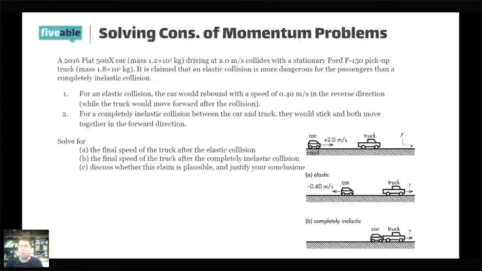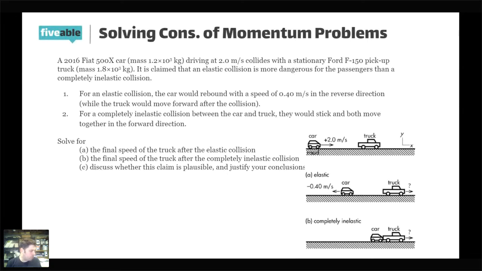Okay, so we're told we have a car moving at 2 meters per second, colliding into the back of a truck. So the truck is stopped at a stop sign or something, the car comes, runs right into it. And it is claimed by somebody that if this happens, an elastic collision is more dangerous for the passengers than an inelastic collision. And we're given a couple examples here. For the elastic one, we're going to assume the car bounces off with a speed of 0.4 meters per second in the opposite direction, and the truck goes forward. For the inelastic one, they hit and stick and move together.